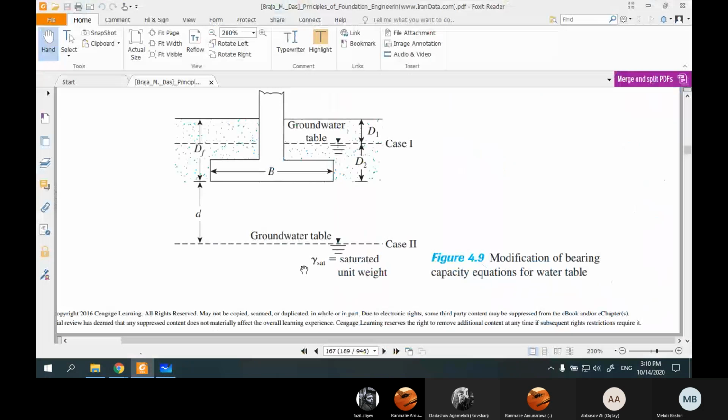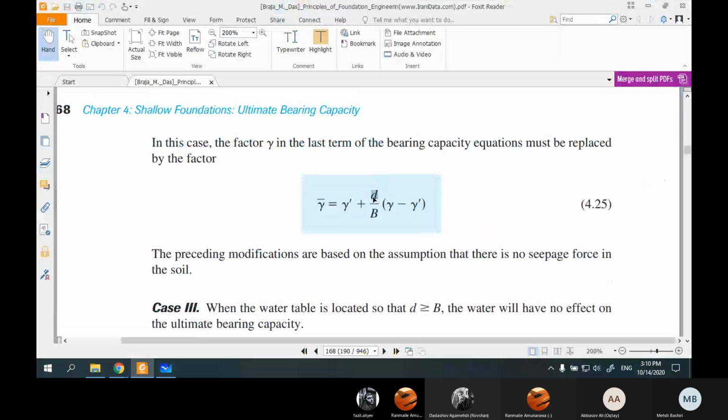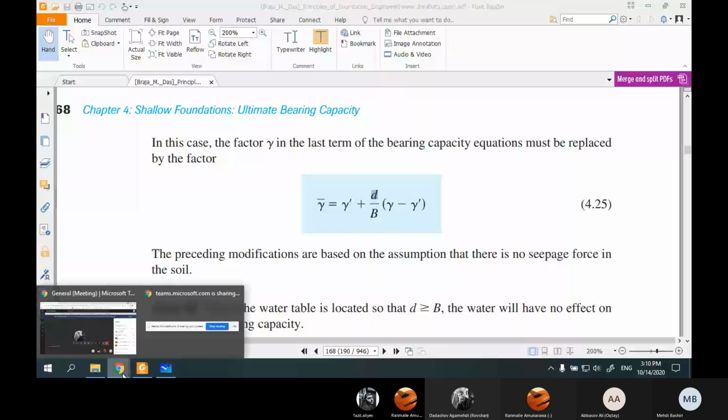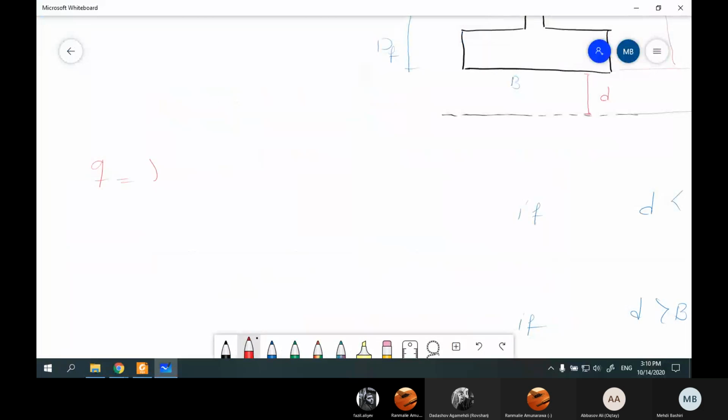In this definition, we can see that, let me write it again in this way. I told you that in this case, q is the same as before. But gamma would be gamma bar. Okay, what is gamma bar? Gamma bar is gamma prime plus d over B times gamma minus gamma prime.